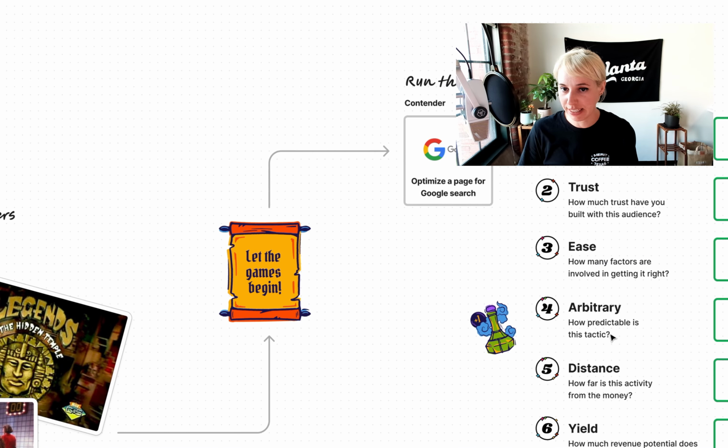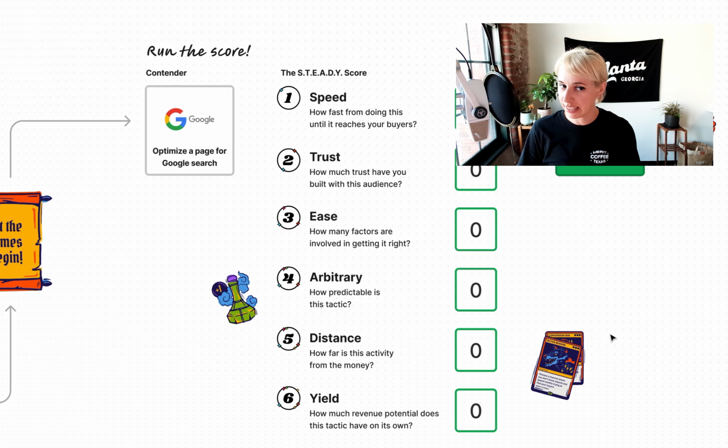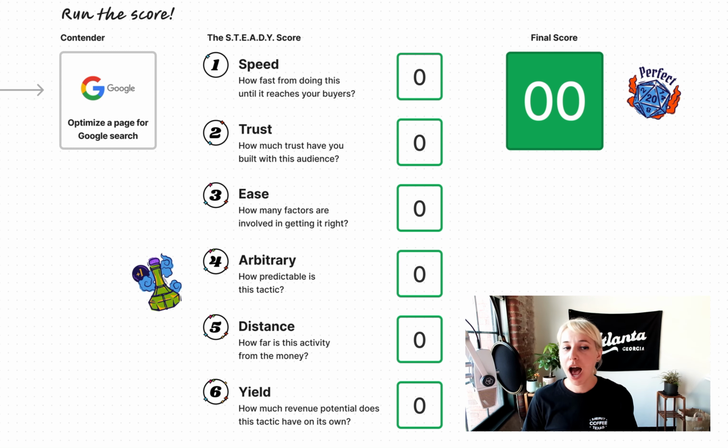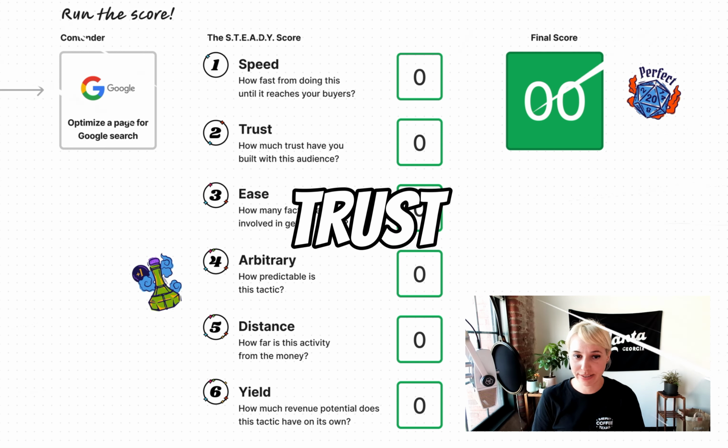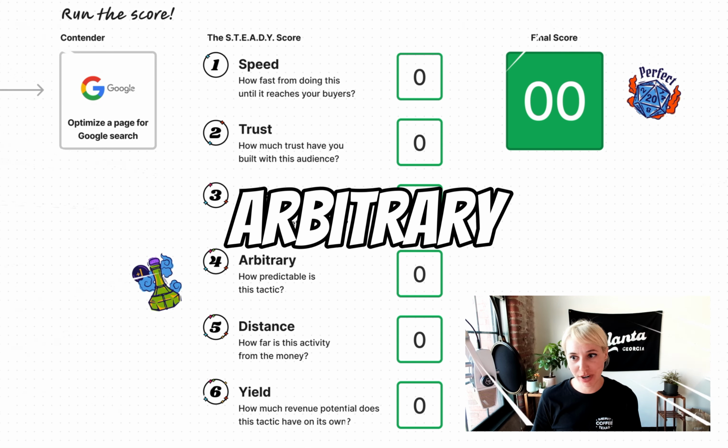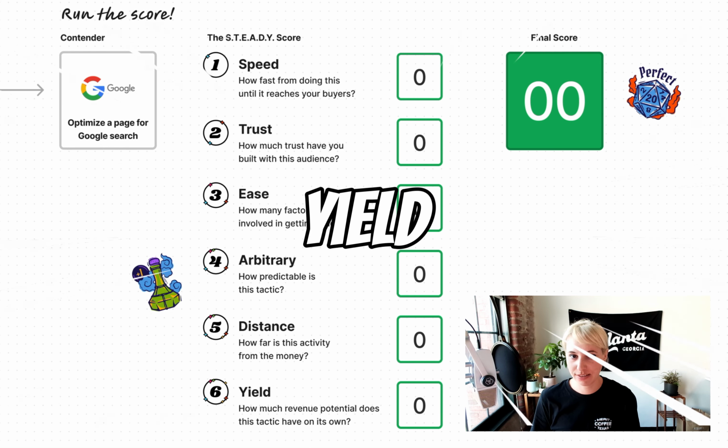We have our first contender on deck. Our first contender is going to be Google. Optimizing a page for Google search. This is a really common activity I hear people are doing. When it comes to optimizing a page for Google search, how does it stack up against our STEADY score? So the STEADY score stands for speed, trust, ease, arbitrary, distance, and yield.